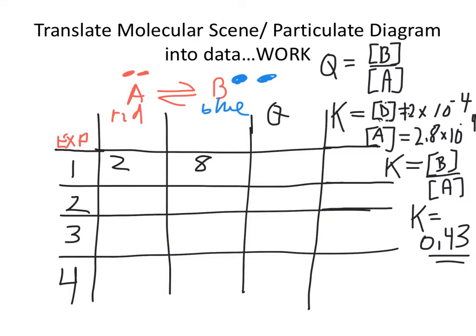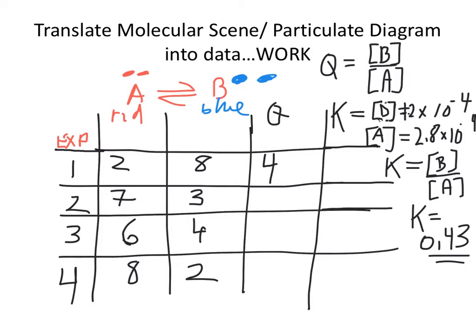And so in the second experiment, we have 7 red and 3 blue. In experiment 3, we have 6 red and 4 blue. Experiment 4, we have 8 red and 2 blue. Now we're going to calculate the value of Q. So Q is simply the number of B divided by the number of A. So 8 over 2 gives us a value of Q equal to 4.